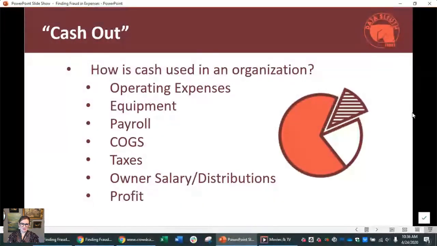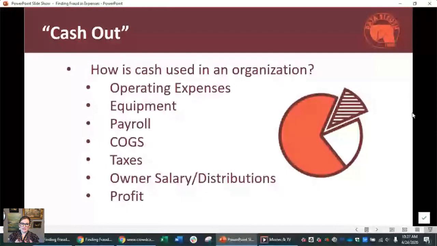Now, just something interesting to think about. This hit me several years ago. In an organization, if all of these items that I've listed are already spoken for, so rent has to be paid at the first of every month, payroll has to be paid, let's say twice a month, your vendors have to be paid for your cost of goods sold, taxes definitely have to be paid. If all of these things have to be paid with cash, then what is the piece that a fraudster is stealing? They're stealing your profit.